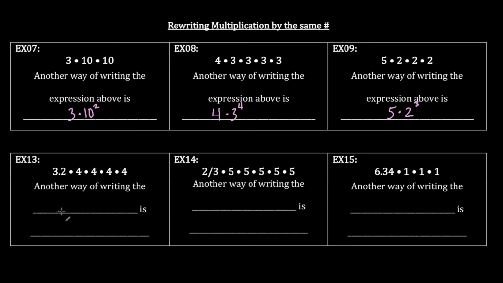So we already know that. I'm not going to write the whole thing. I'll write it this one time, but another way of writing the expression is 3 times 10 to the fourth power. And 2/3 times 5 five times would be 2/3 times 5 to the fifth power. And I'm going to write it again like that, times 1 to the third power.